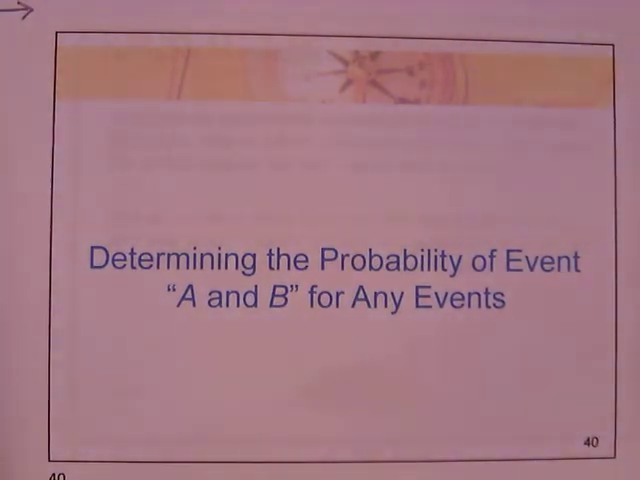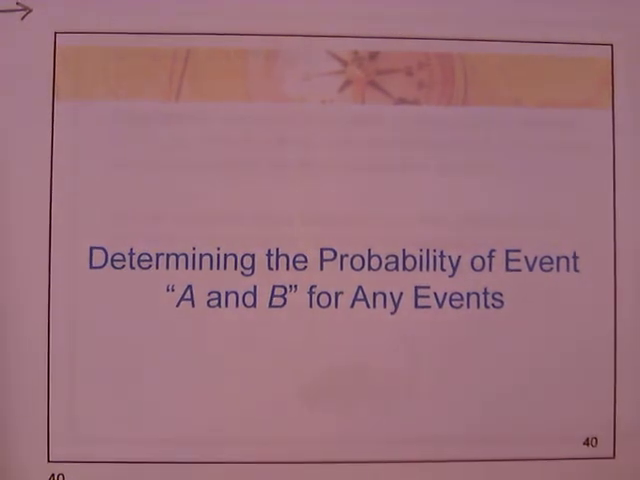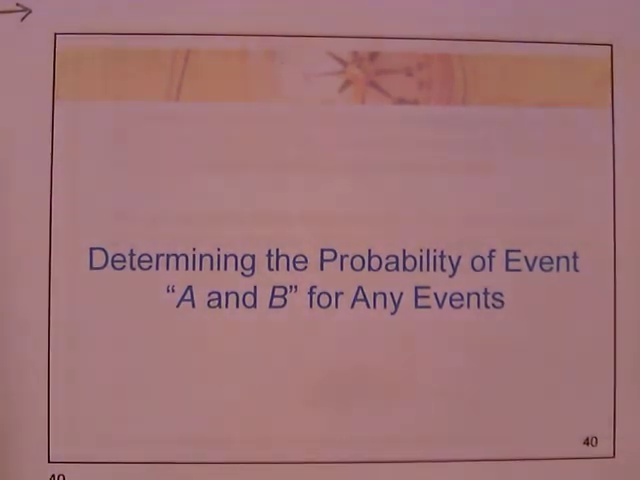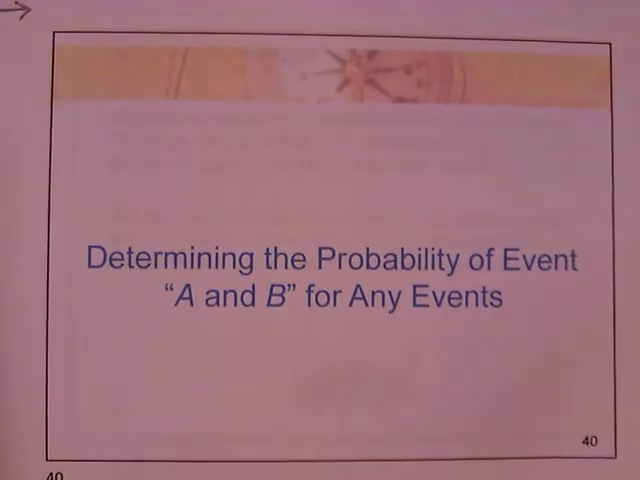Alright, in this video, this is a continuation of section 9.2 dealing with probability rules. Continuing with section 9.2, we're going to determine the probability of event A and B for any events.